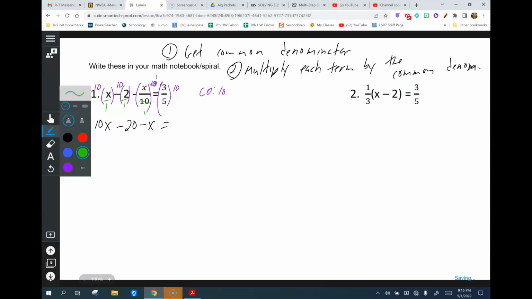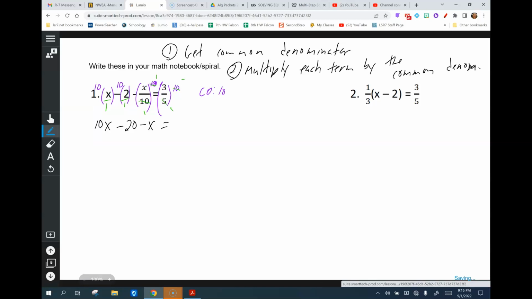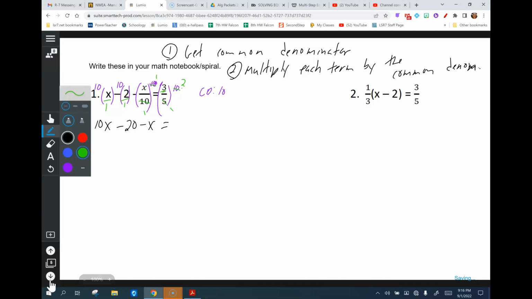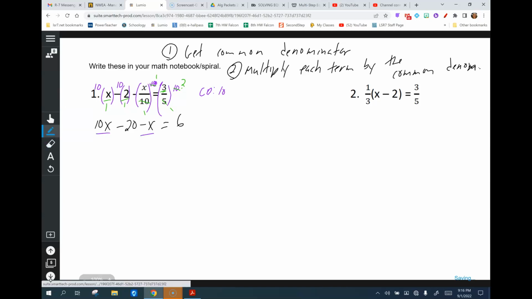And here, I divide by 5, and I get a 2. So I take the 2 times the 3, and I get 6. Feel free to pause and watch that again. Now we're going to do what we know how to do. We're just going to combine like terms. 9x is equal to 6.